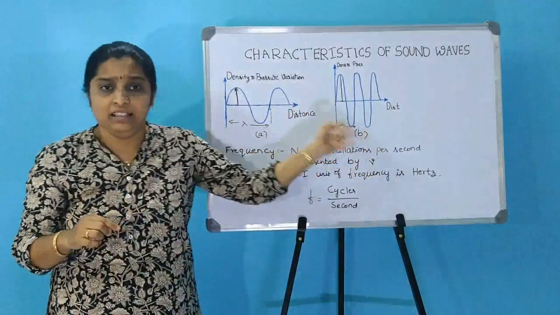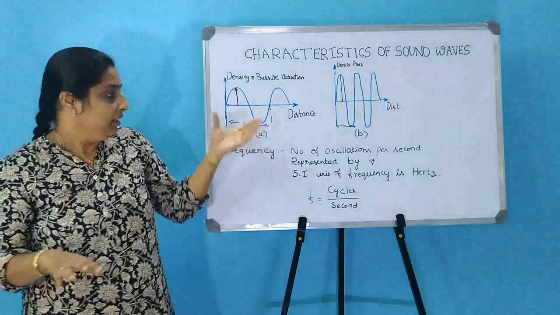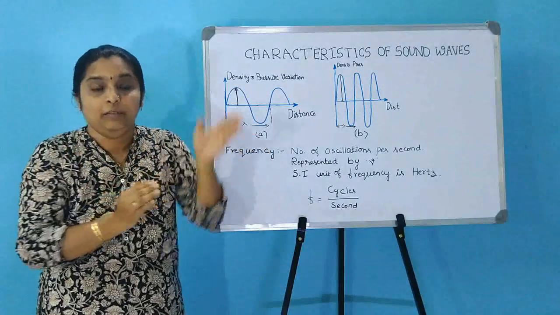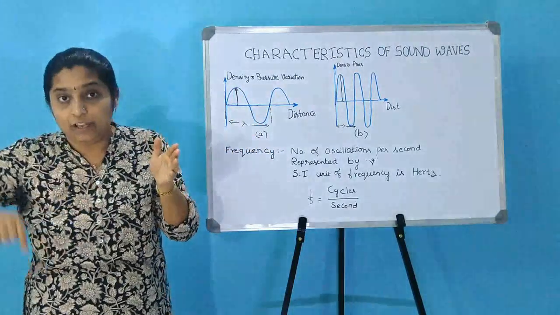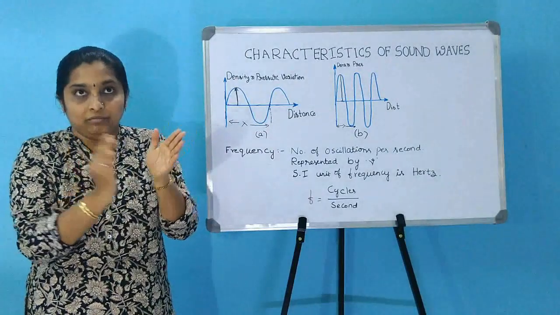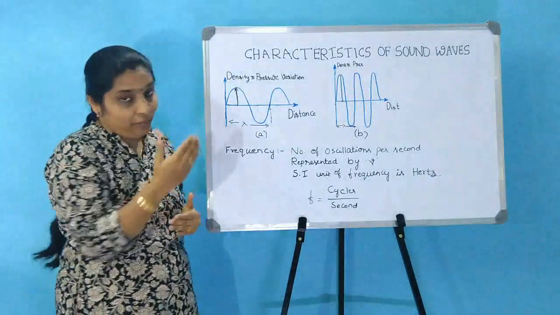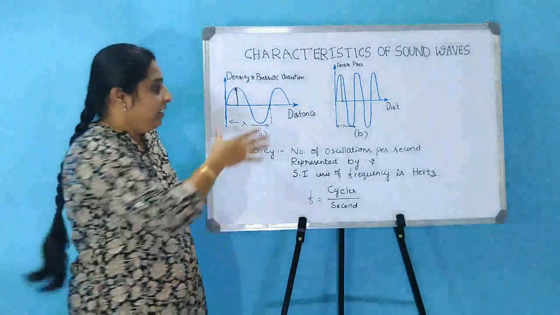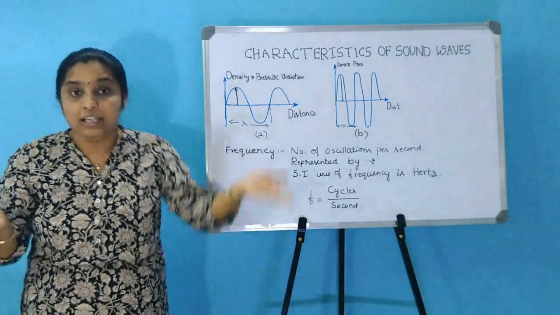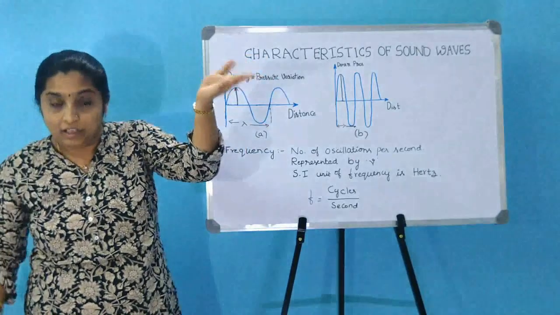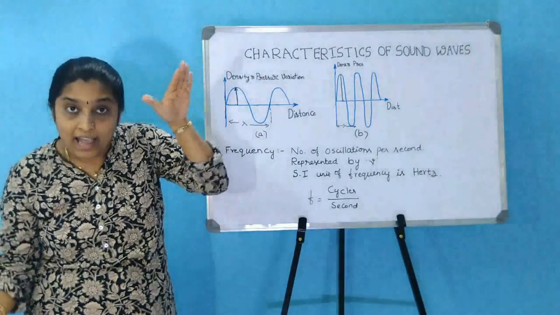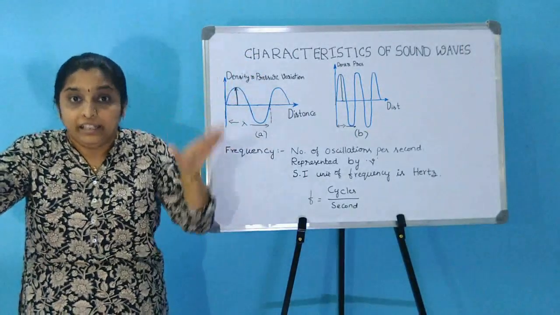So, by analyzing these two, you can easily understand that if the length of the wave is more, the number of waves passing through the given point will be less. And if the length of the wave is less, the number of waves passing through the given point will be more. So, from this you can easily understand that if wavelength is more, frequency will be less. If frequency is more, wavelength will be less. So, as frequency increases, wavelength decreases. As wavelength increases, frequency decreases.